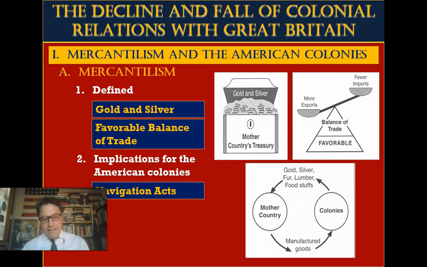The way England did this was by instituting what were called the Navigation Acts. These were a series of bills designed to rig the colonial trade system and ensure a favorable balance of trade for England.